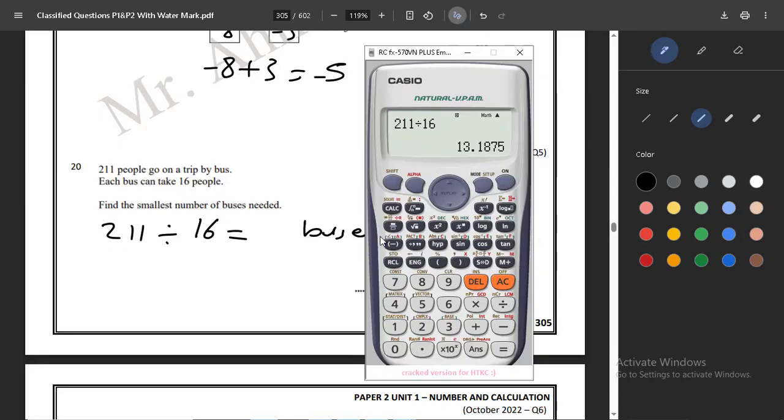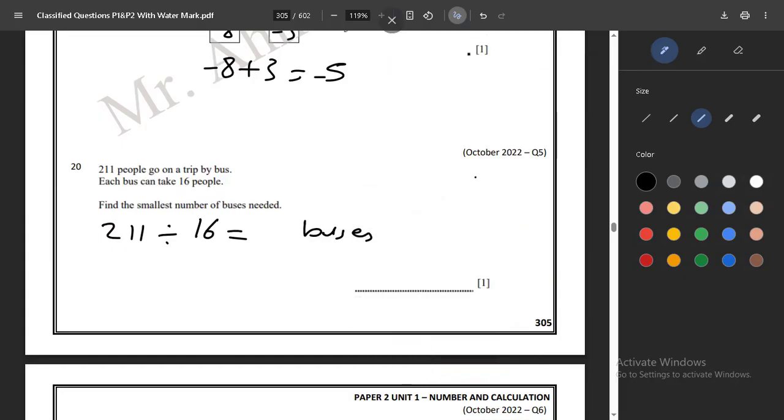So it is 13.18, 13.19 actually, because I rounded it up. The digit after it was 7. So 13.19. Can you say this? Can I say to you, oh, we're going to need 13.19 buses? What do you mean, Mister? Are you going to get the tire of a bus or what exactly? So we need 14 buses.